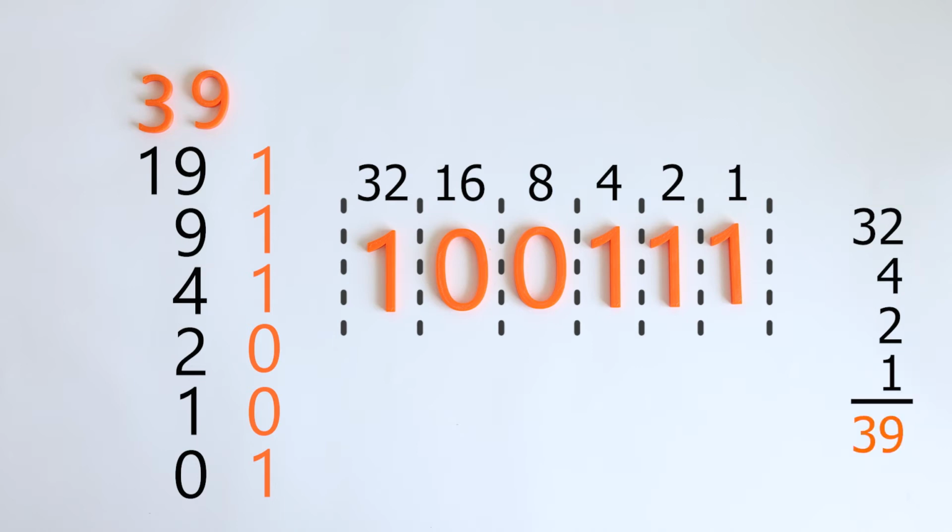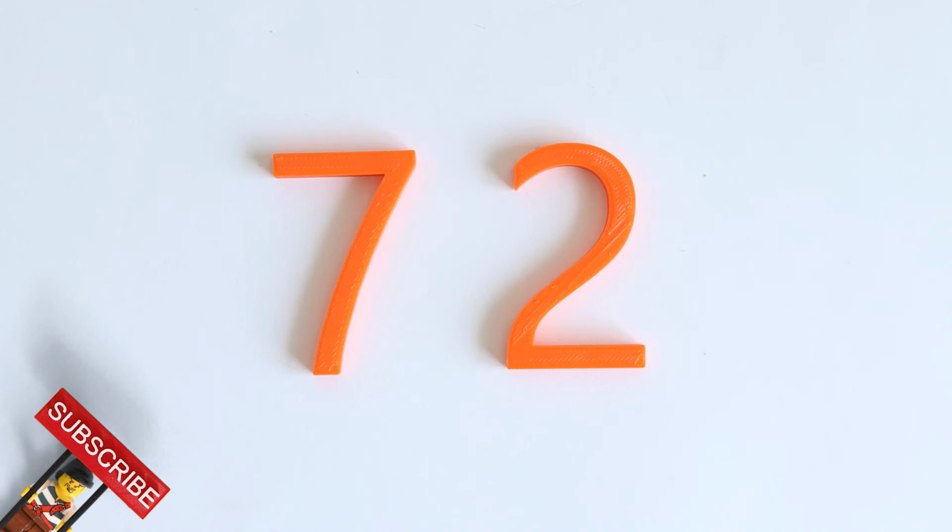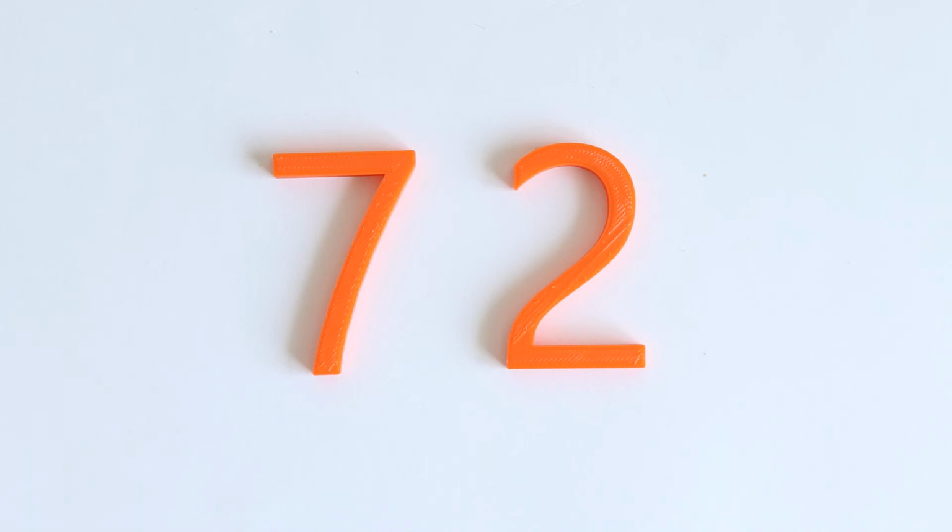So we know our conversion was correct, as we started with 39, and after doing the conversion into binary and then back to decimal, we still have 39. Let's do another example. This time we'll do 72. Why don't you pause the video and try it yourself first.